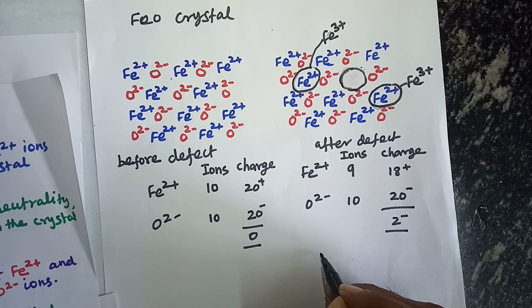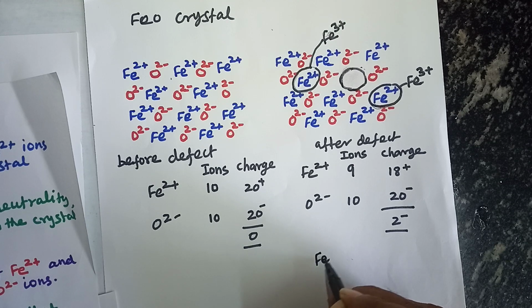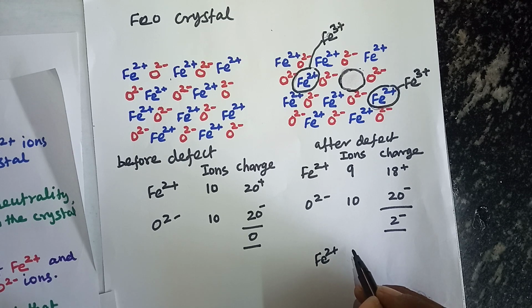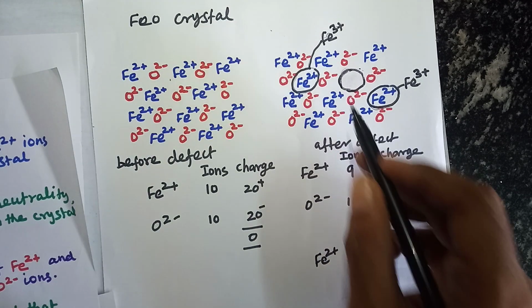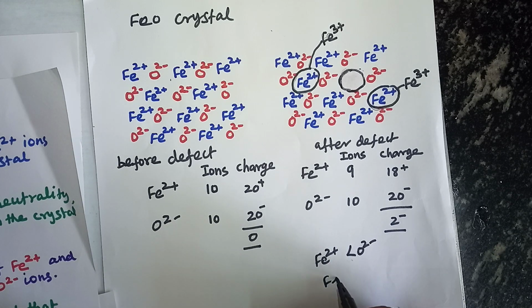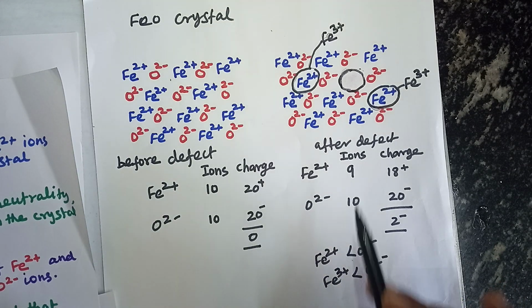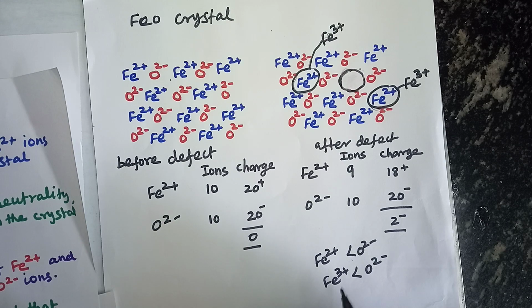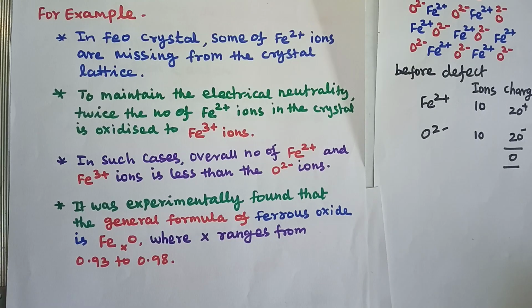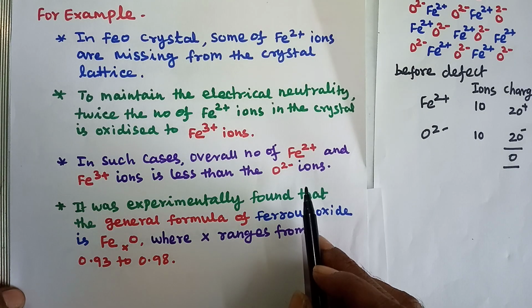Here the Fe2+ ions are 9, less than the O2- ions. The Fe3+ ions are also fewer than the O2- ions. Nine Fe2+ ions are present and 2 Fe3+ ions are present. So the overall number of Fe2+ ions and Fe3+ ions is less than the O2- ions.